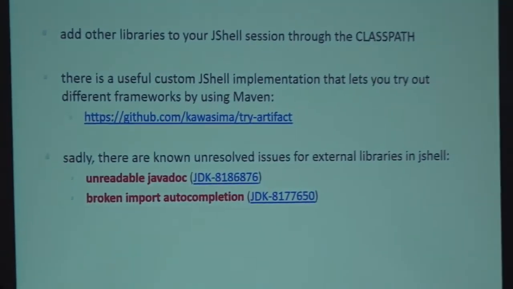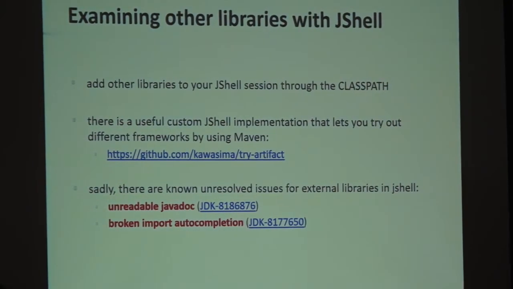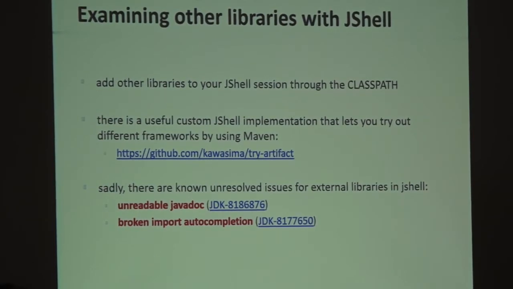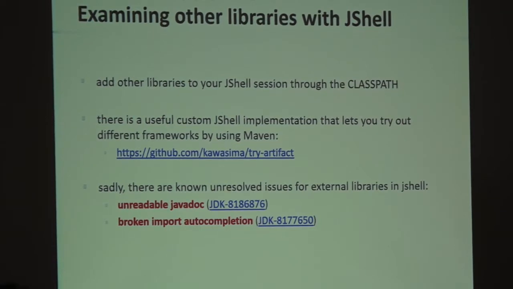Or there's a very useful GitHub project called try-artifact. It's actually a fork of the JShell implementation in the final release of Java 9. And it lets you try out different frameworks by using Maven as a dependency management tool. So very easily, you can enter through the try-artifact JShell, you can enter Spring 5. And in the next moment, it, of course, downloads the dependencies and puts you inside of the context, and you can try new features, reactive programming. All of it is very quick.